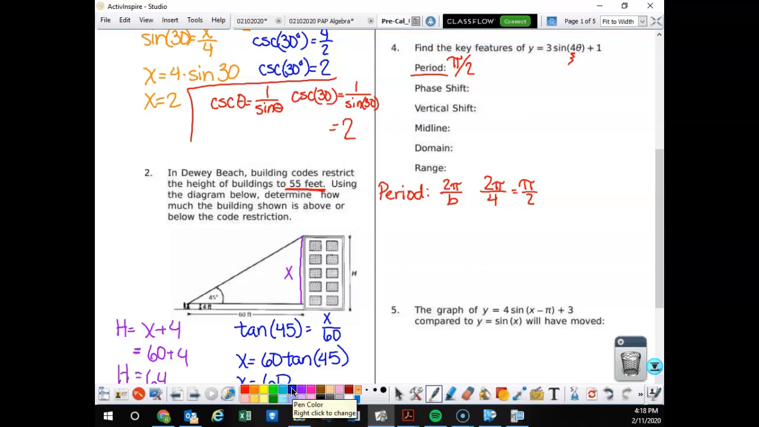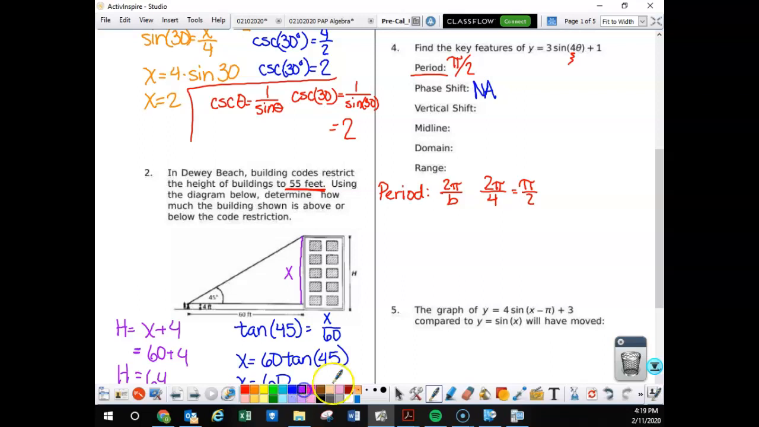All right, now let's talk about the phase shift. So phase shift is what is inside the parentheses, and it's either the plus or minus. If it's plus, it goes to the left, opposites. If it's negative, it goes to the right, because to the positive side. But there's none of that here, so this is not applicable. There's no C inside the parentheses.